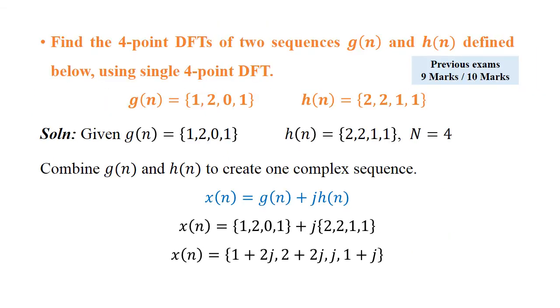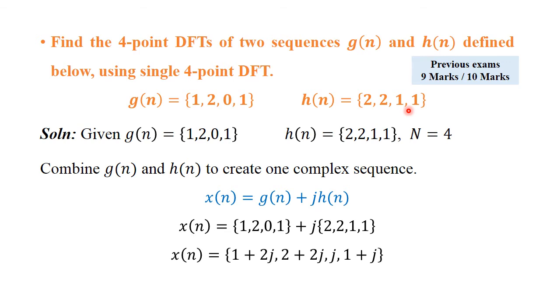Now let us take a simple problem to realize deriving the DFT of two sequences by making use of one single DFT calculation. Let us go through the problem statement. Find the 4-point DFTs of two sequences g of n and h of n defined below using a single 4-point DFT. g of n is equal to 1, 2, 0, 1 and h of n is equal to 2, 2, 1, 1.